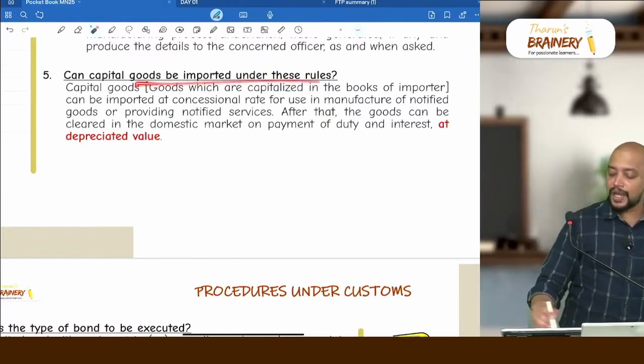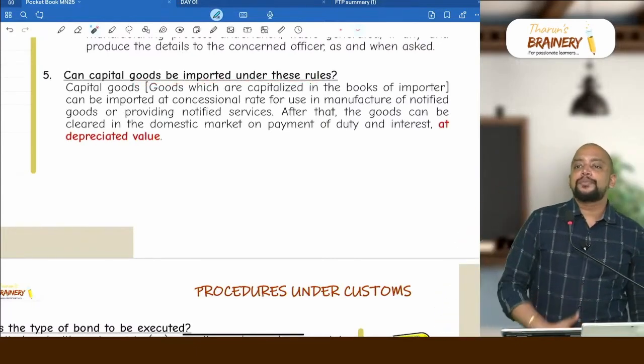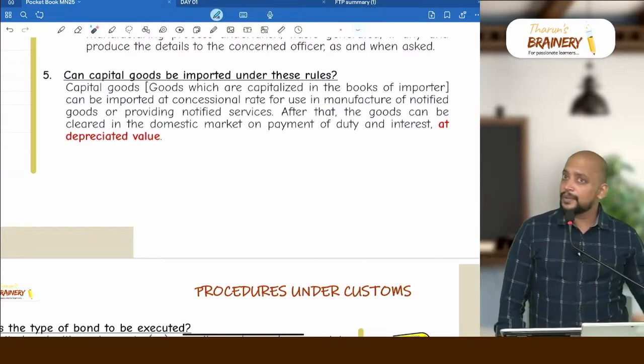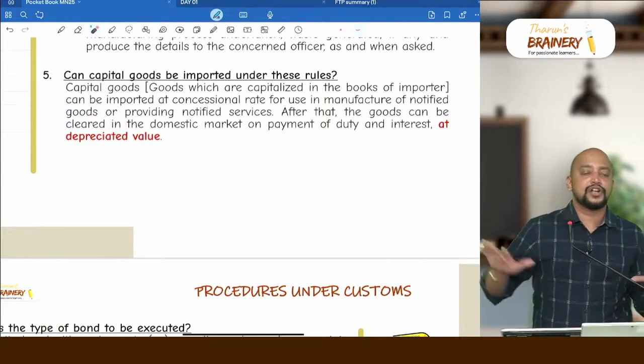Can the capital goods be imported under these rules? Yes. Not only raw material, even capital goods can be imported under these rules, but there is one very important point: capital goods can be imported and used, and the 6 months time limit is not applicable.